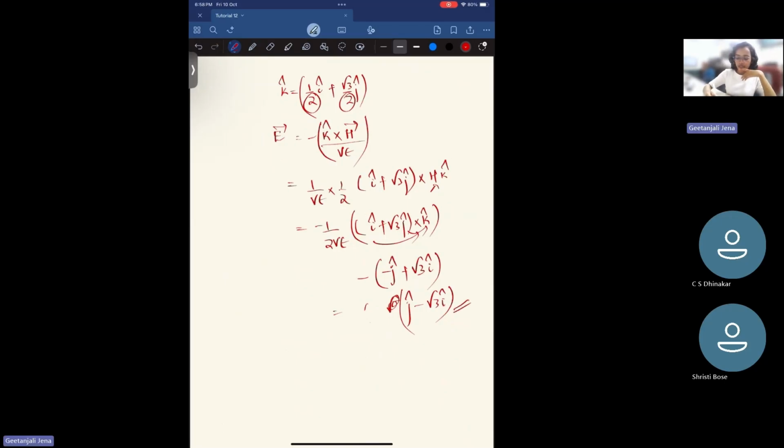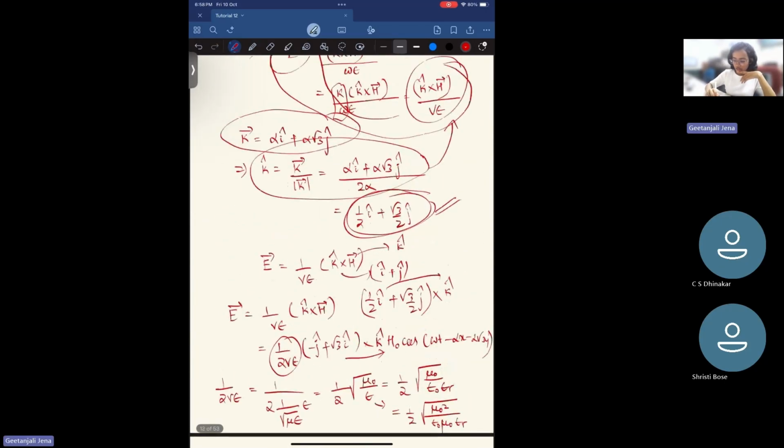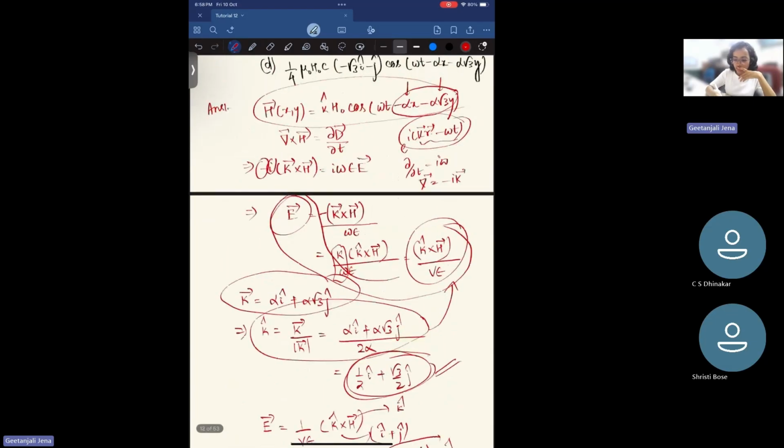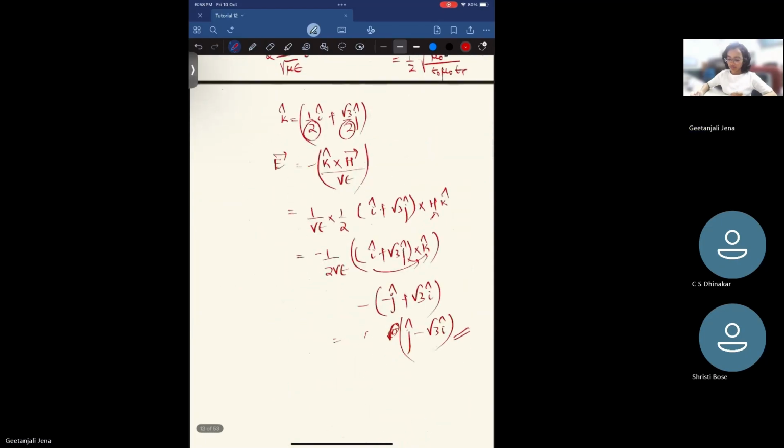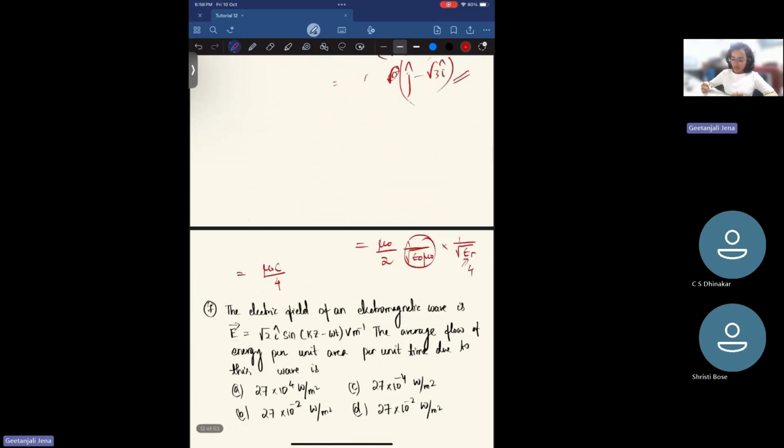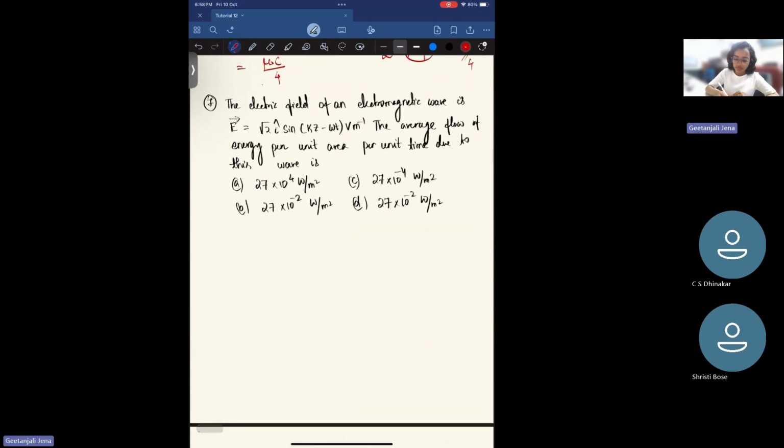Okay, so thanks for the clarification. I don't know how I missed this minus sign. So this will be there. Okay, so let's move to our next problem.